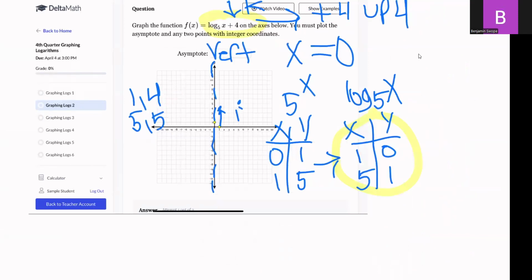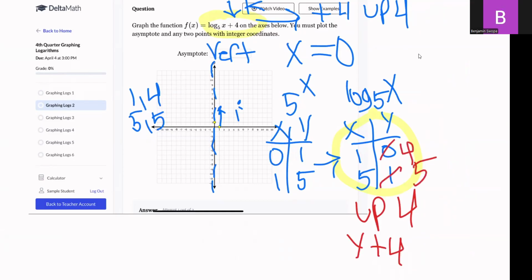Like I said, if you prefer, you could do it algebraically. Up 4 is going to really just move your Y values up 4. So you could just add 4 to your Y values after swapping the X and Ys, and those would be your new points you plot.